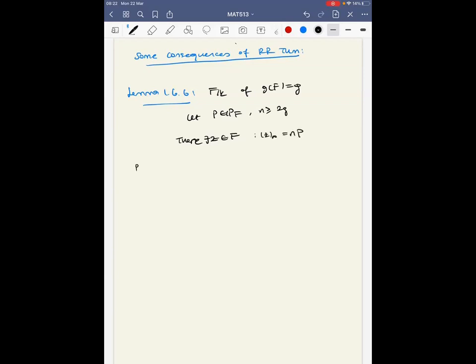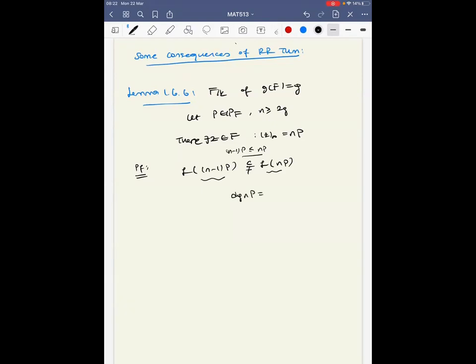And to see the existence of such a function, we will consider the Riemann-Roch spaces of the divisors nP minus P and nP. Since nP minus P is less than or equal to nP, we always have this inclusion. And our claim is that this inclusion is indeed proper. So that means we are able to find an element in this space which does not lie in the space of nP minus P. First, let me show that this is a proper inclusion.